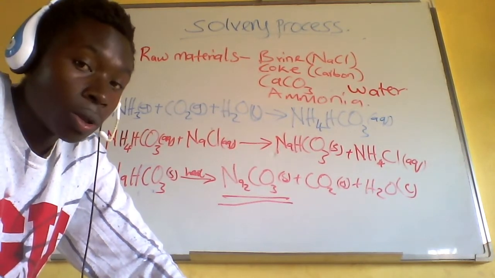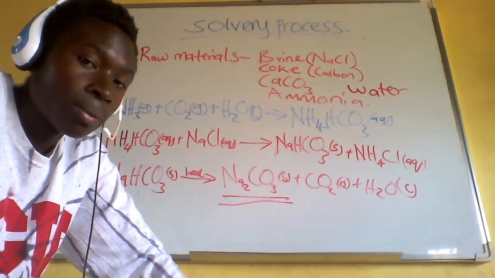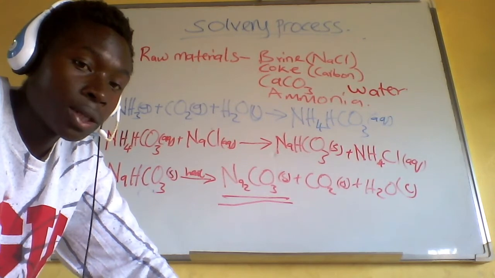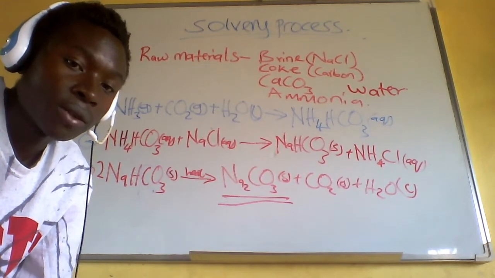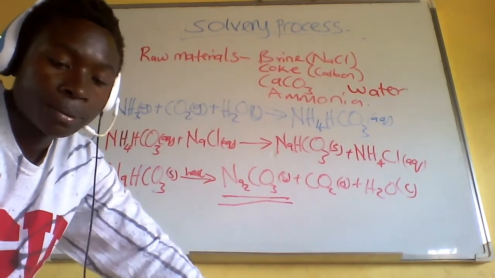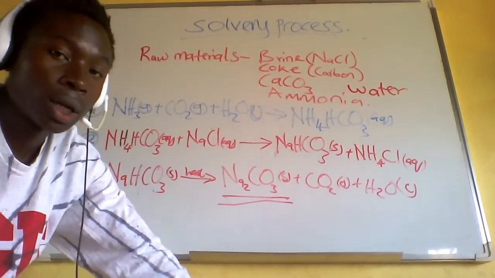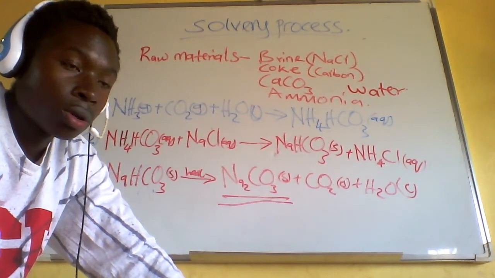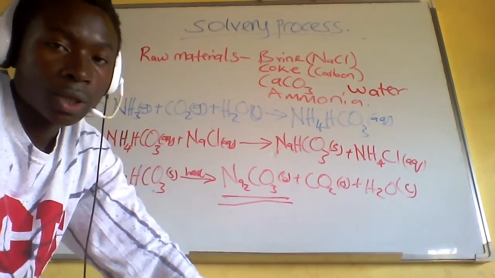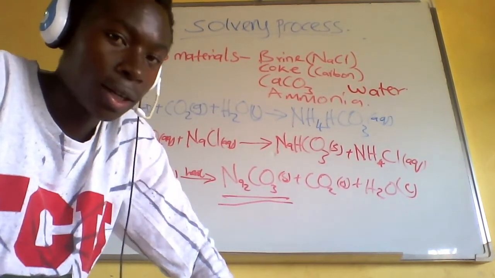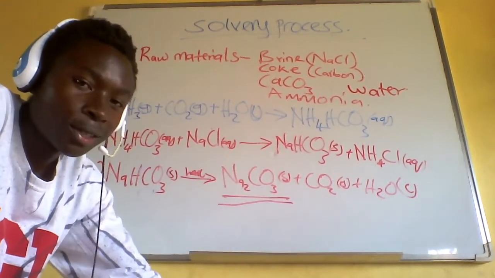You may also be asked why the plant of the process should be located in a place where there is nearness to a water body or sufficient supply of water. That's the work of water. The raw materials are cheap and readily available, so that they may be used in the process. I don't see whether we've got another thing. That's the end of the lesson. This is simply the Solvay process.